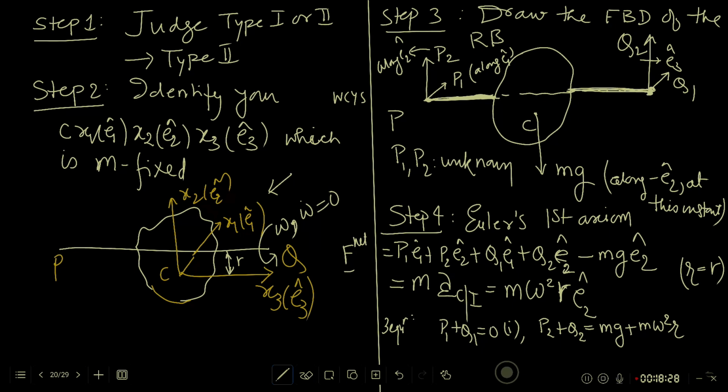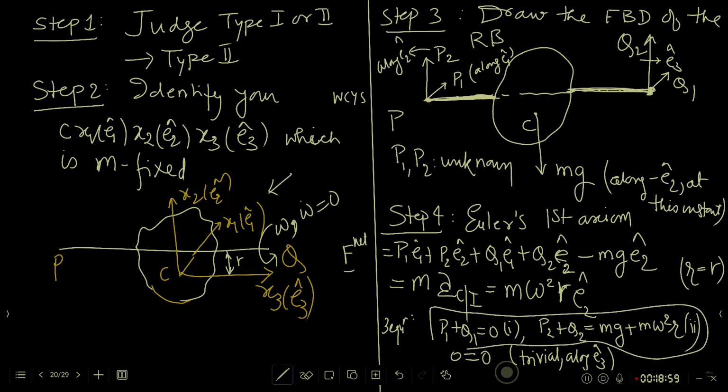Alright, I get two equations. If you do care to count the number of unknowns, now third equation in this case is actually 0 equals 0, trivial case. I won't number it actually, trivial, along E3. There is nothing along E3 actually at this instant. Neither there is any force nor does the acceleration has any component. Two relevant equations I have, two non-trivial equations I have. If you count the number of unknowns, we have P1, Q1, P2, Q2. 4 unknowns and 2 equations.